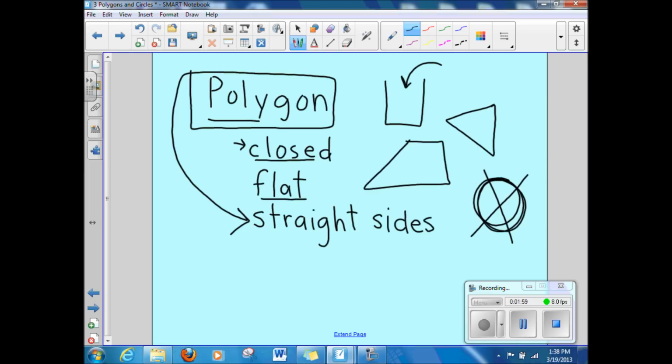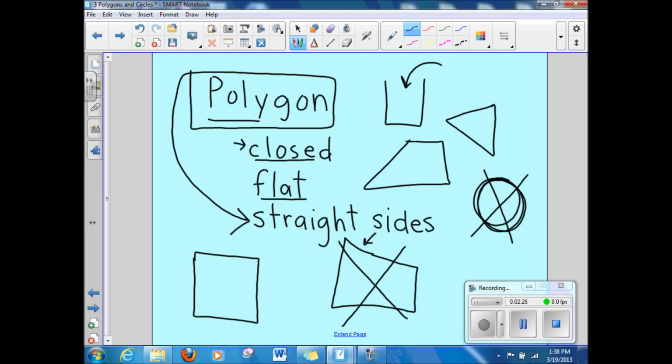It has to be closed. It has to be flat, and everything, of course, that I draw on this smartboard is going to be flat. Later in our study of geometry, we're going to be looking at some figures that are three-dimensional, and polygons are not three-dimensional. Take a look at this last figure I drew. This one has kind of a curved side right there, so I'd probably not consider this a polygon either. A polygon is closed, flat, and has straight sides.